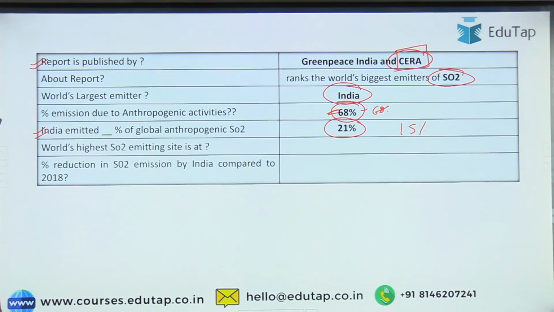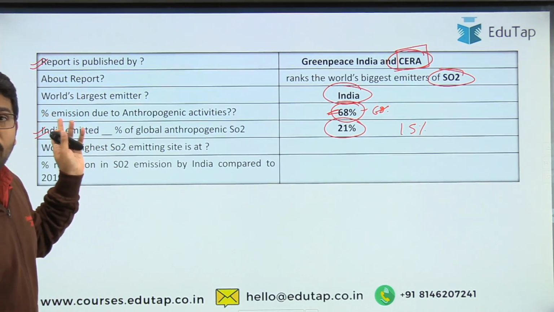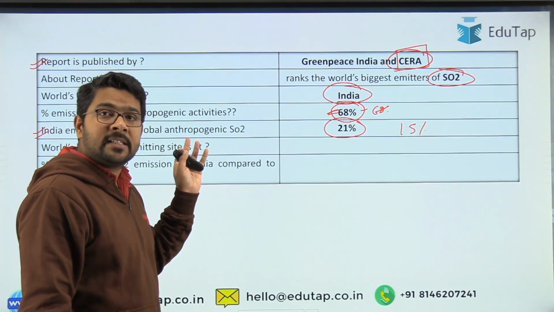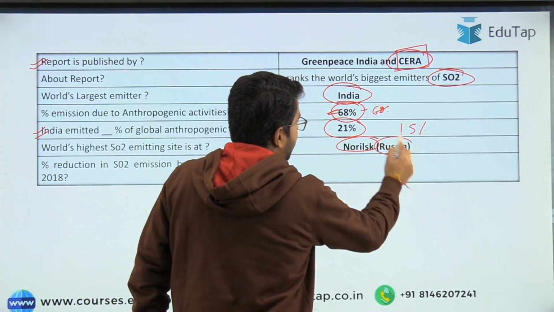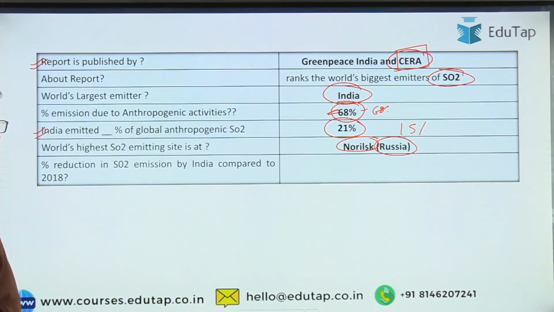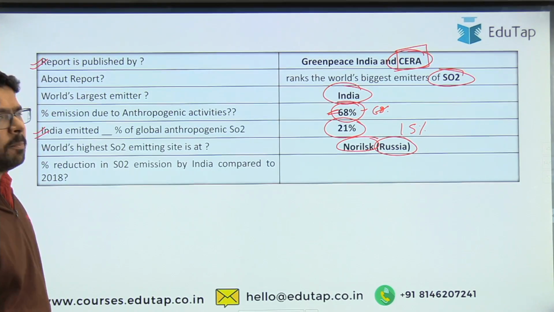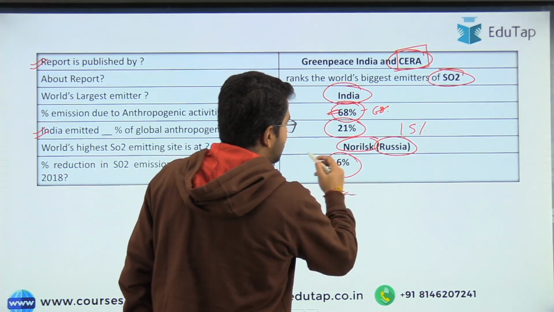Now coming to the second last question, which says the world's highest SO2 emitting site. We have already talked about it under the global highlights. The answer is Norilsk, Russia. Now coming to the last question of our session, which is the percentage reduction in SO2 emission by India compared to the previous year's data. The percentage reduction in emission of SO2 is 6%.